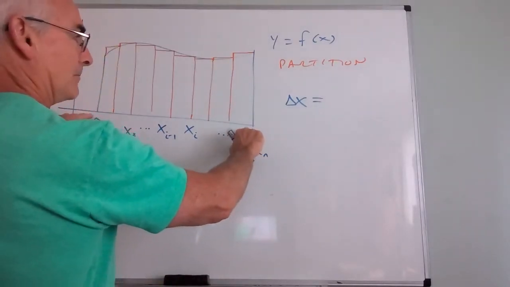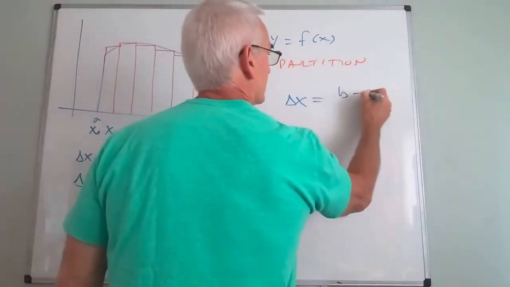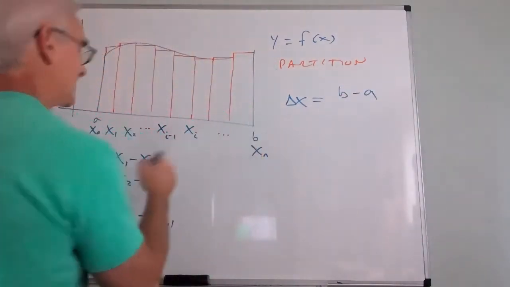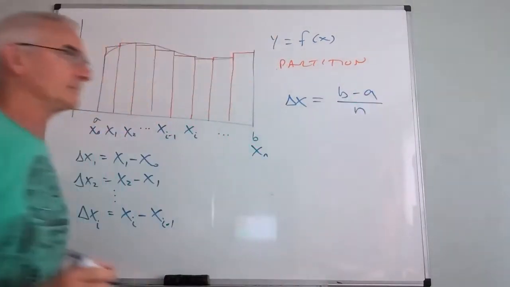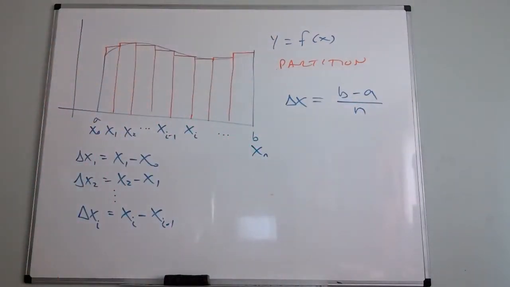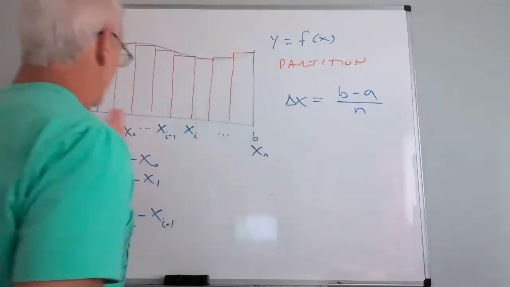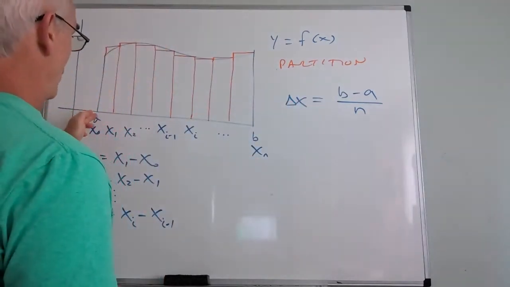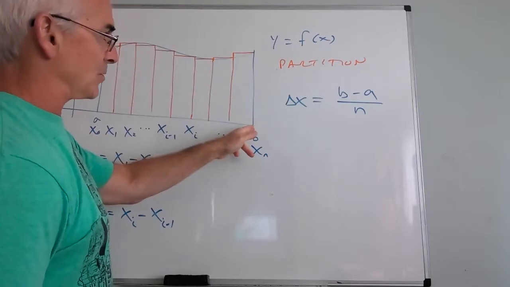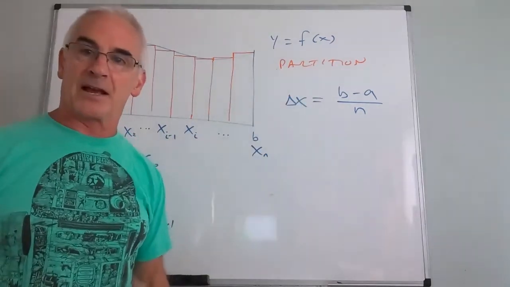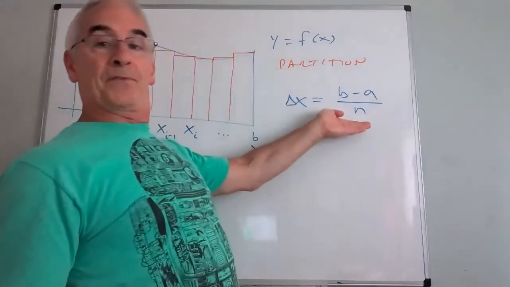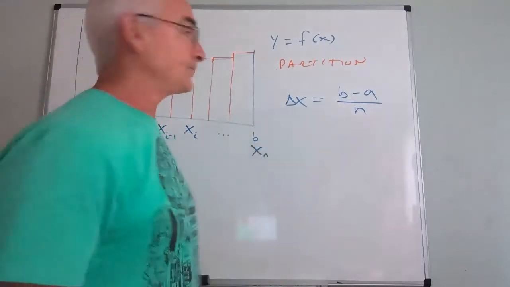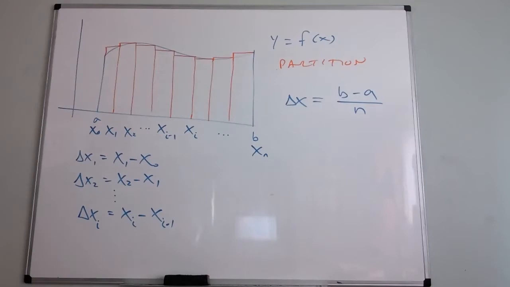My width right now is b minus a. That's how wide this interval is. And exactly how many rectangles do I have? N. That's a scalar. That's a constant. These are not variables. A is that x coordinate, B is that x coordinate, and n is the number of rectangles I have. These are all just simple constants. So this is the width of every single interval. There's a little bit of algebra going on here, but that's pretty trivial stuff.